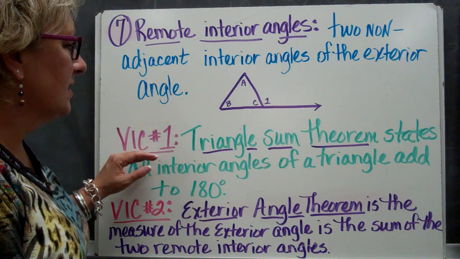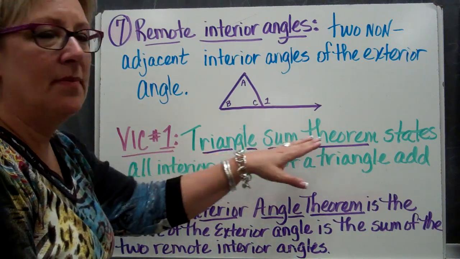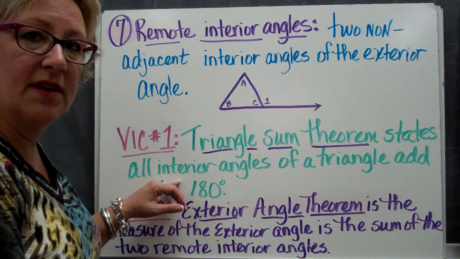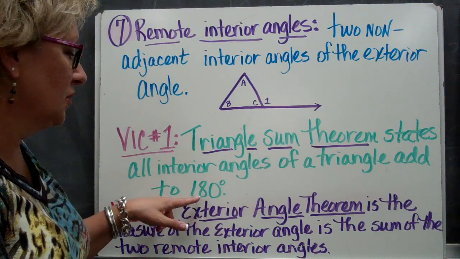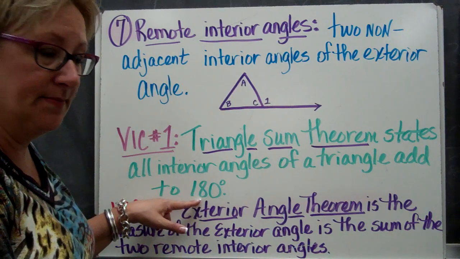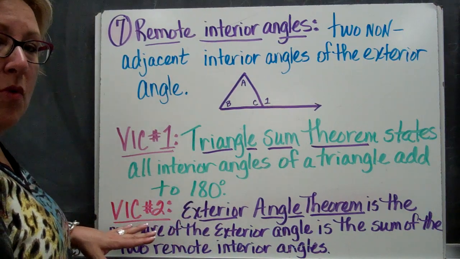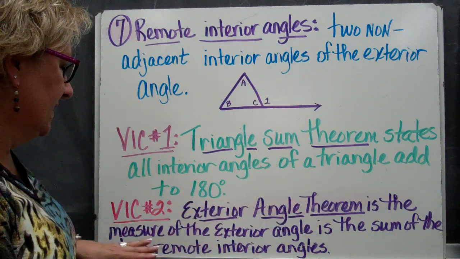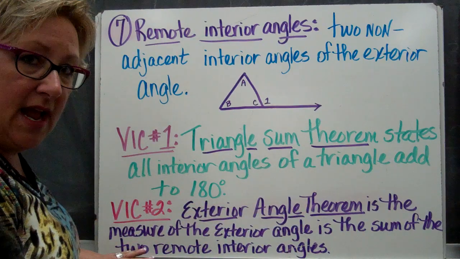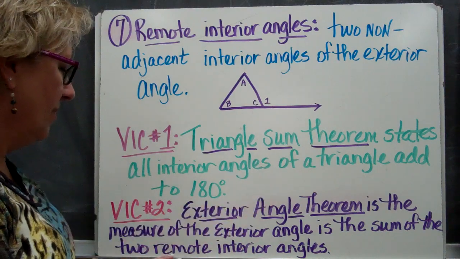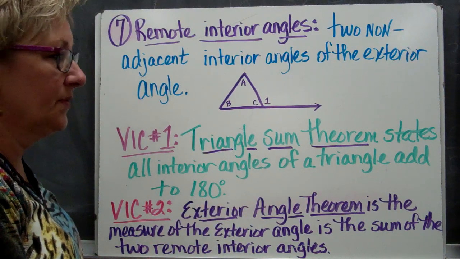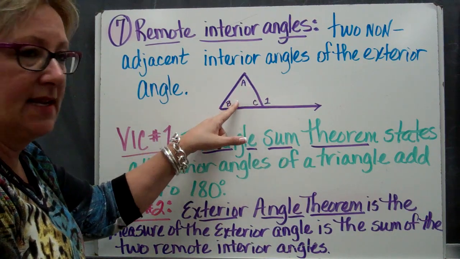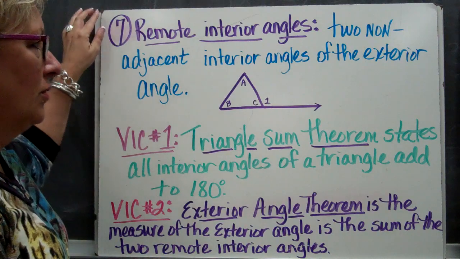A very important concept number 1, the triangle sum theorem states that every angle, or interior angles, of a triangle are going to be added up to a sum of 180 degrees. And very important concept number 2, your exterior angle theorem is that the measure of the exterior angle is going to be the sum of the two remote interior angles. So angle 1 will be whatever angle A and B added together will be. They are going to be equal.